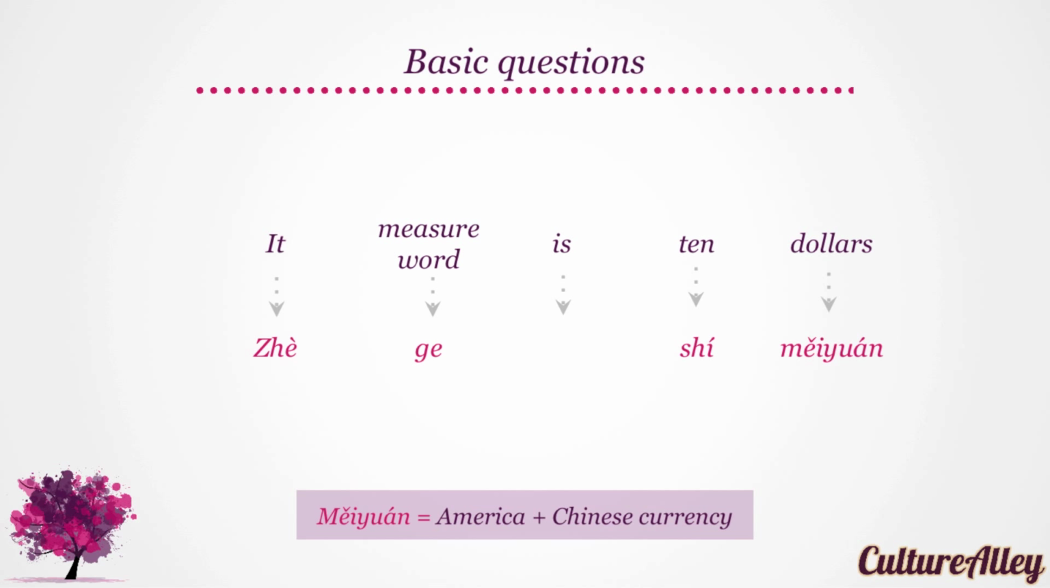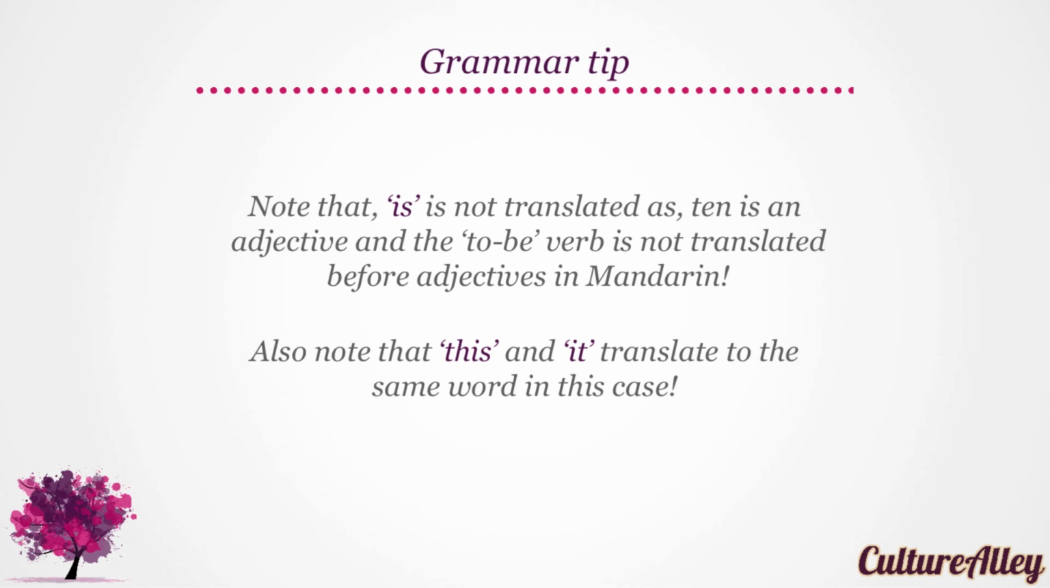It translates to 这. The measure word inserted here is 个. 10 translates as 10, and dollars becomes 美元, where 美元 is America plus the Chinese currency. Good! Note that is not translated in the previous sentence, as 10 is an adjective and the to be verb is not translated before adjectives in Mandarin. Also note that this and it translates to the same word in this case.